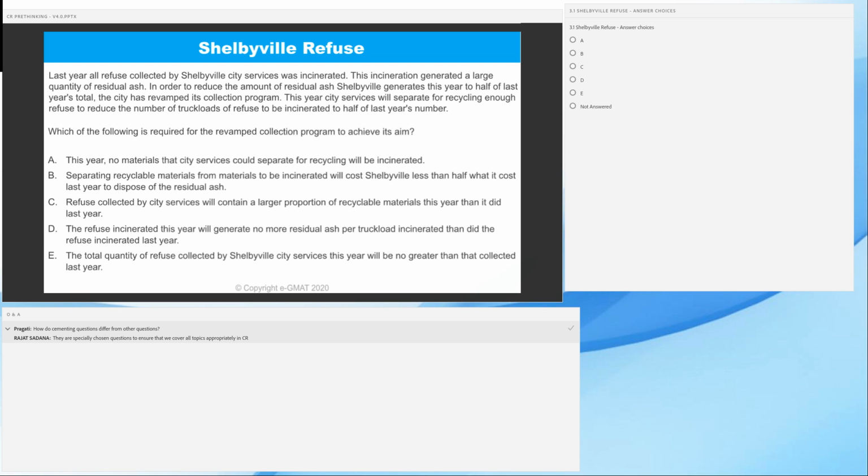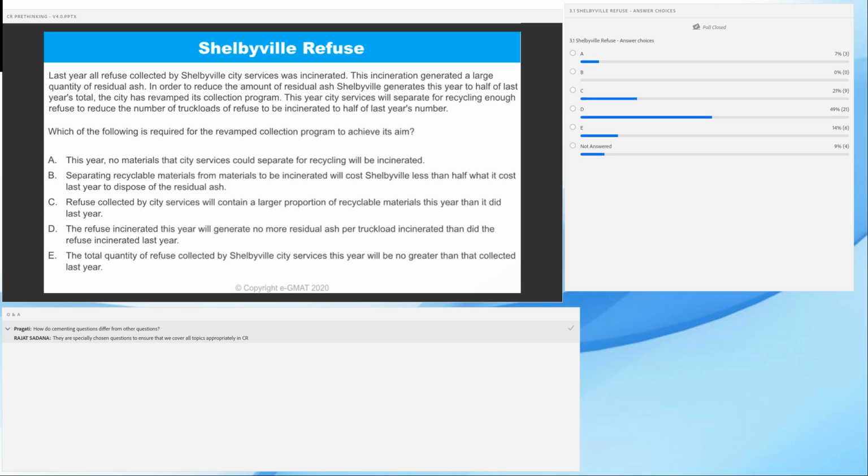All right, let's get those answers in. 5, 4, 3, 2, and 1. Let me end the poll. Broadcast the results. About half the class chose choice D. Choice E is very popular. Choice C is really popular. Only a few people chose choice A.